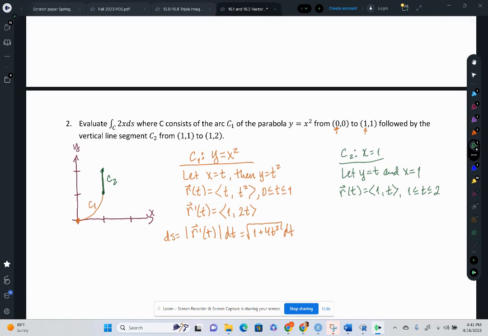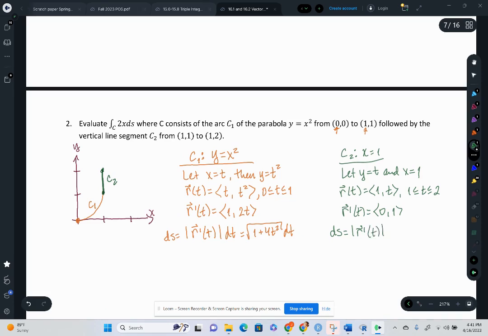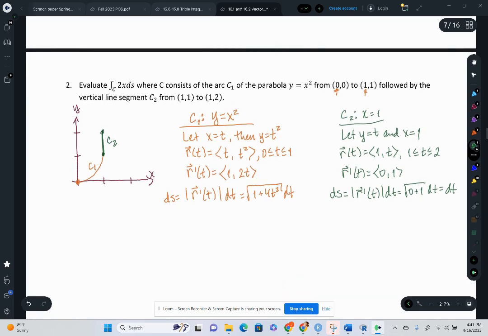Then we find r prime of t, which will be 0 and 1, and then we find ds. ds will be the magnitude of r prime of t dt, which gives me the square root of 0 plus 1 dt, which is just equal to dt. Okay, now let's see what this all means when we put it together.